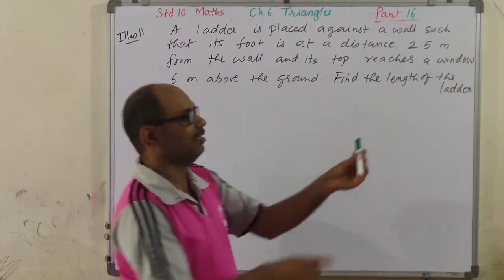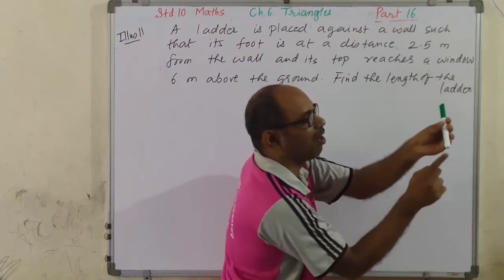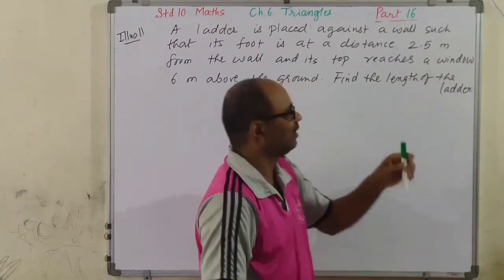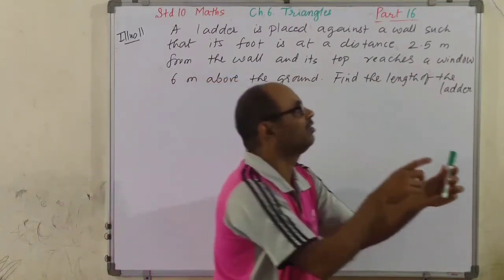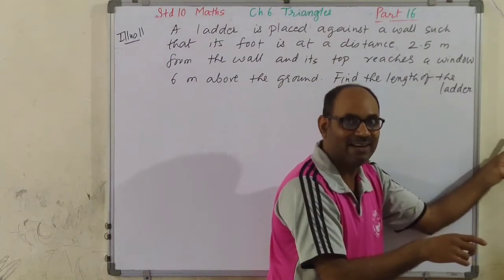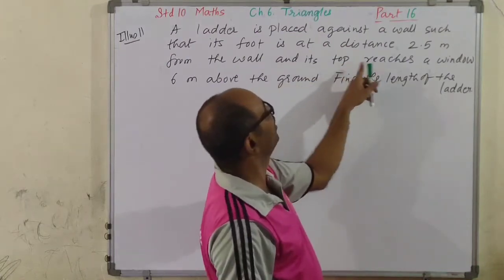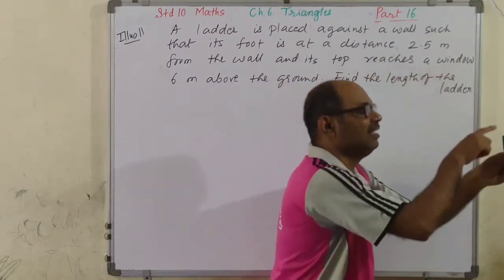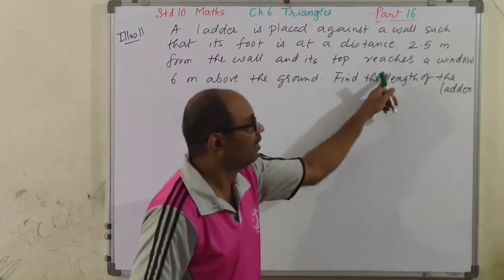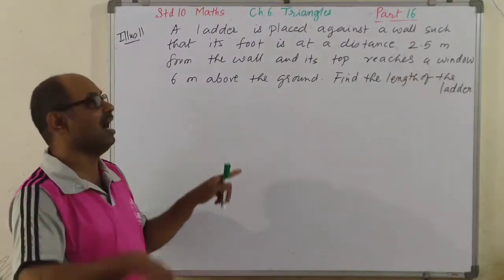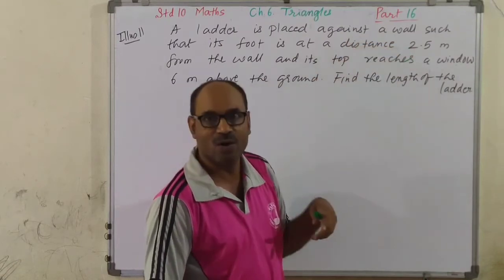That its foot is at a distance of 2.5 meter from the wall. This is the foot, here is the wall, the distance from here to the wall is 2.5 meter. And the top of the ladder will touch the wall, reaches a window. The top of the ladder touches the wall where there is a window, reaches a window 6 meter above the ground, 6 meters above the floor there is a window.